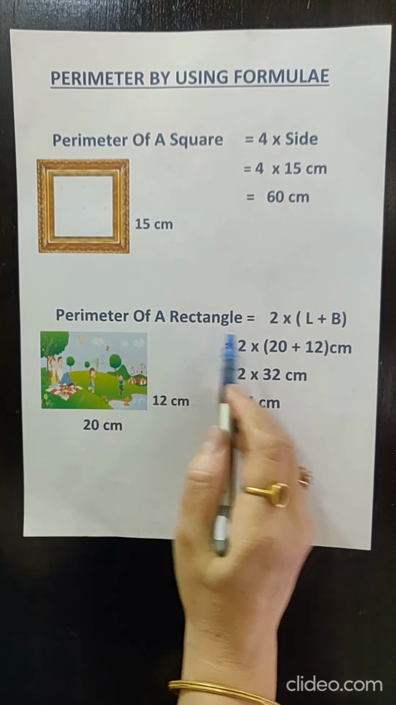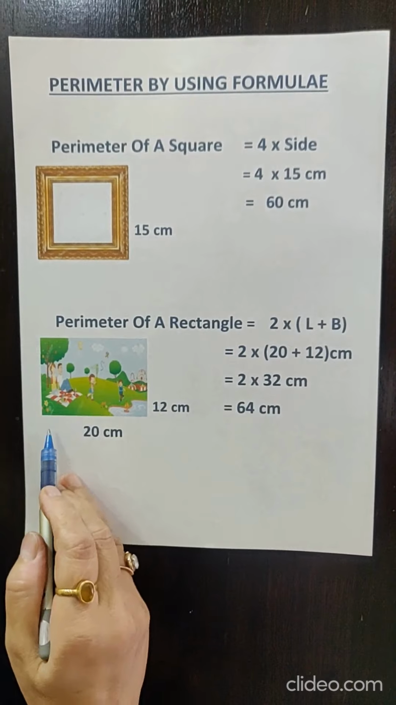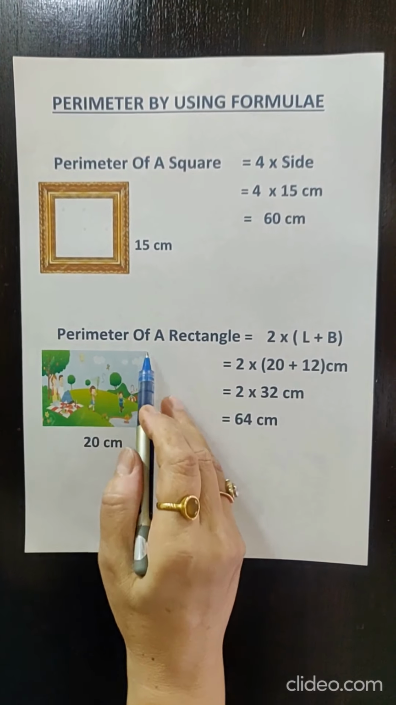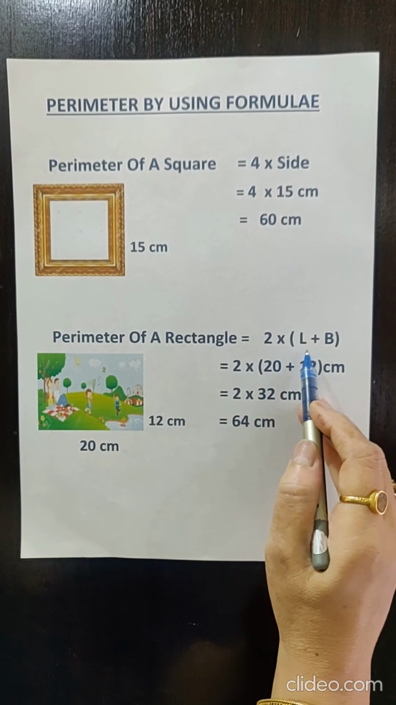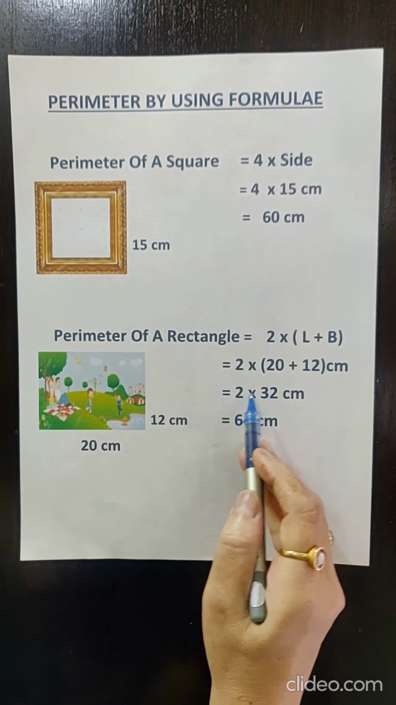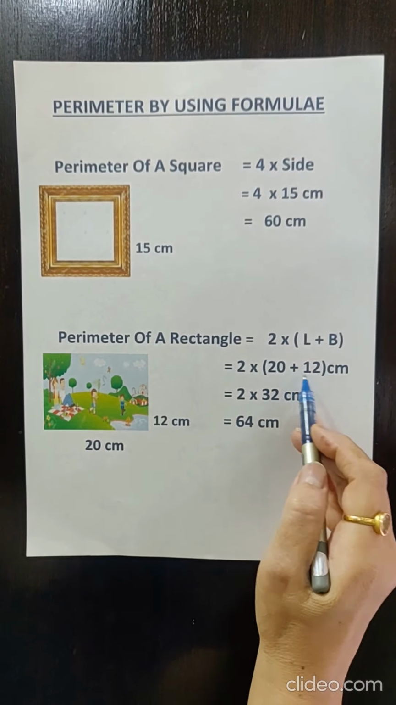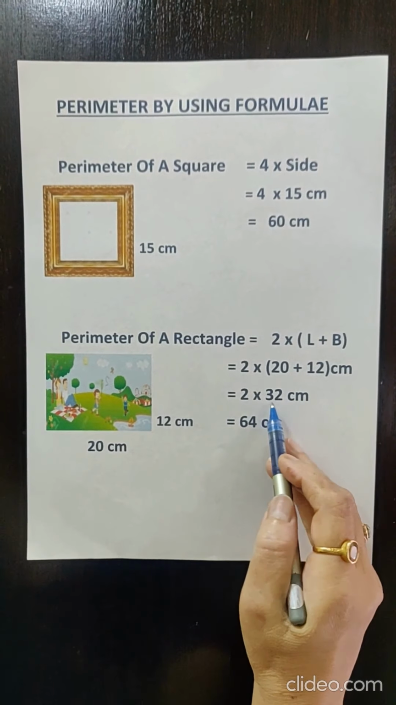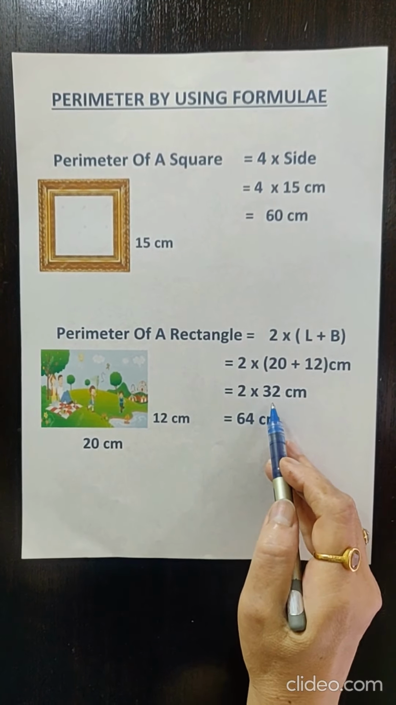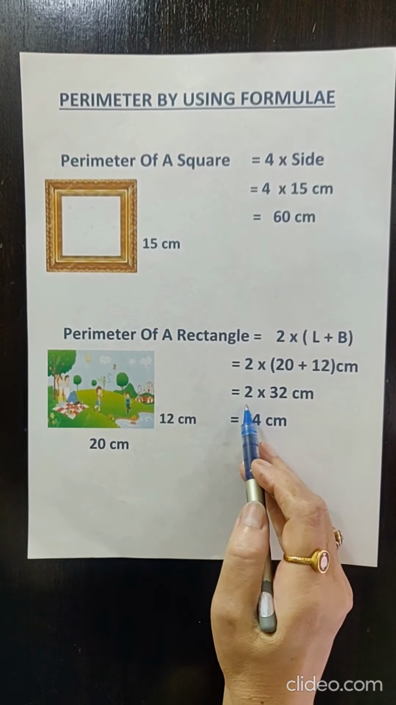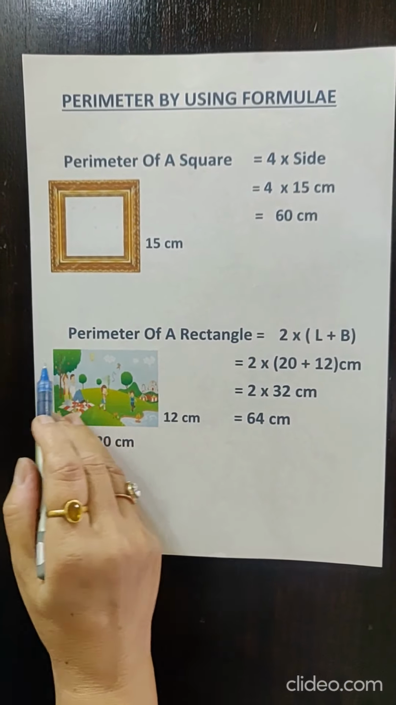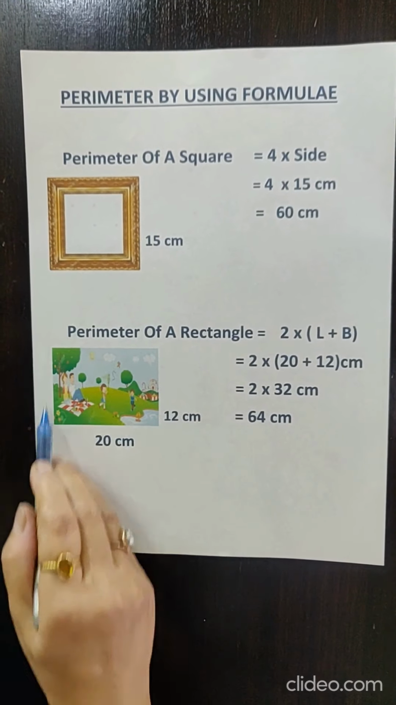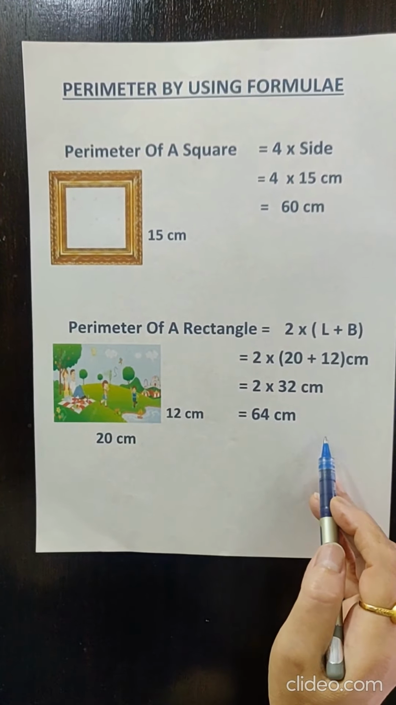Next is the perimeter of a rectangle. It has 2 lengths and 2 breadths. So the formula is 2 into length plus breadth. So 20 centimeter plus 12 centimeter, we add these two, we get 32 centimeter. When we multiply it by 2, we get 64 centimeter. So the perimeter of this rectangle or this lawn is 64 centimeter.